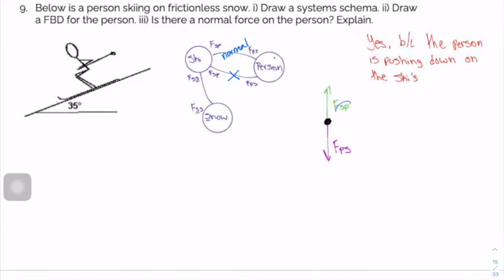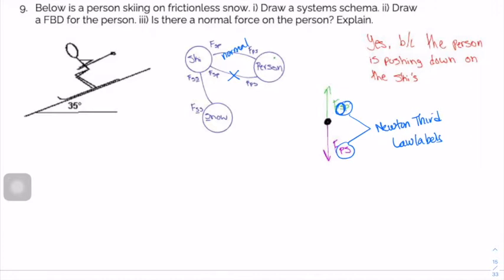Okay, so let's look at the labels, SP, PS. Those are Newton's third law labels, which never belong on a single force diagram. So we're looking at the forces acting on the person. Anytime you have something where the person is not the first letter in the label, that means you have the wrong force, and it does not belong on the force diagram.